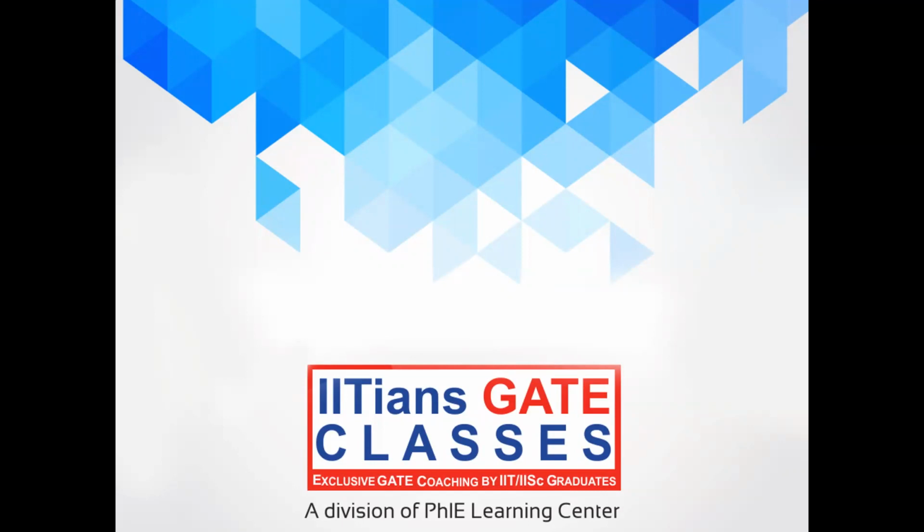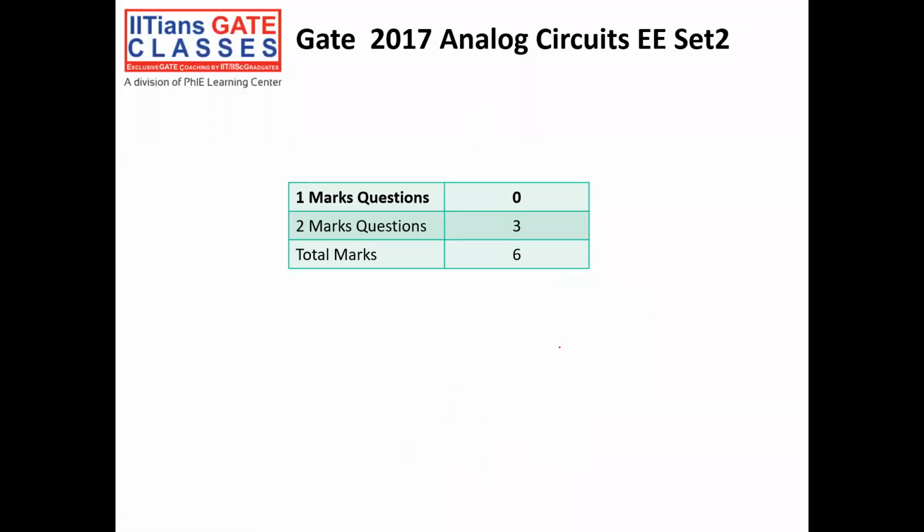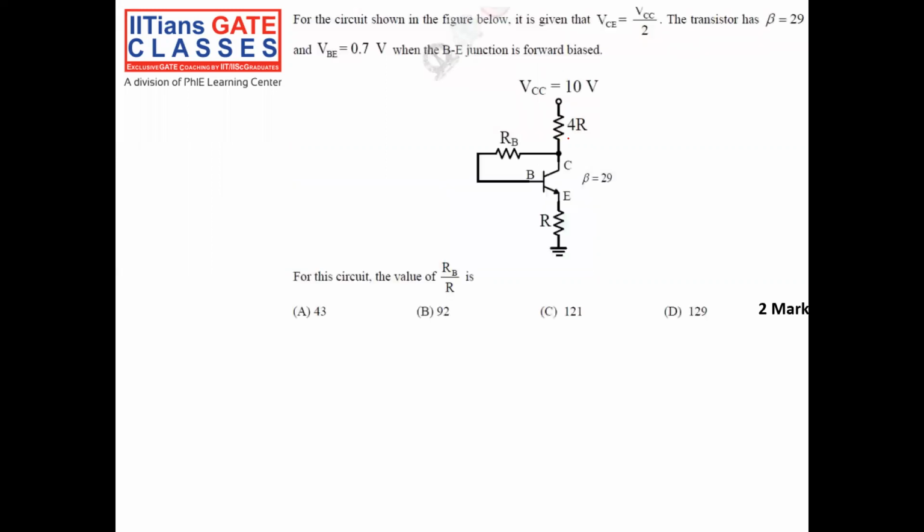In this session, we will discuss all the questions that have come from analog circuits in the 2017 Set 2 GATE examination for the electrical engineering branch. In 2017, for Set 2, there were a total of 3 questions of 2 marks that have come from this subject. So in total 6 marks have been asked from this subject. Let us discuss all the questions one by one.